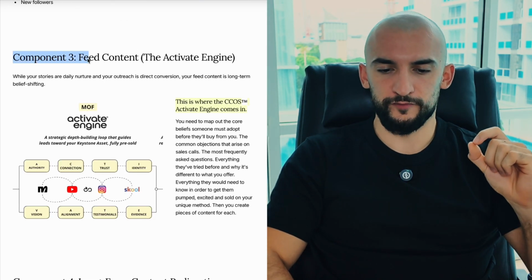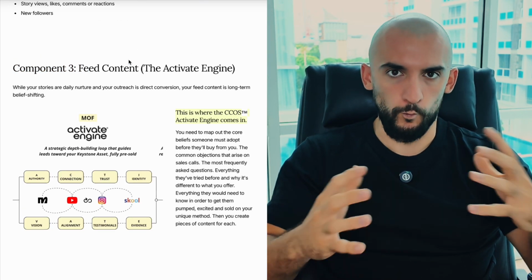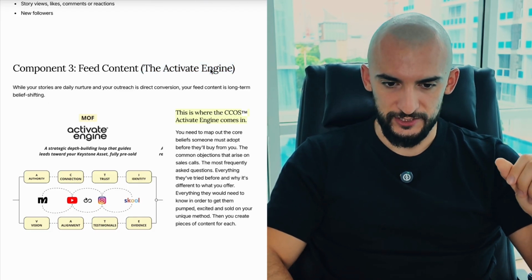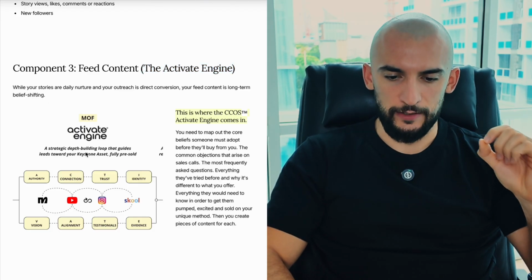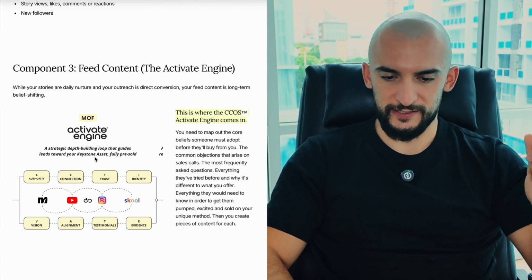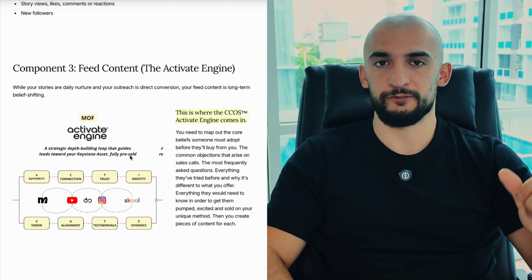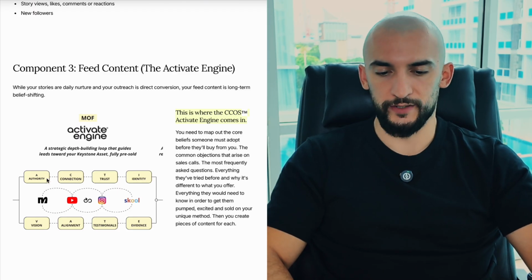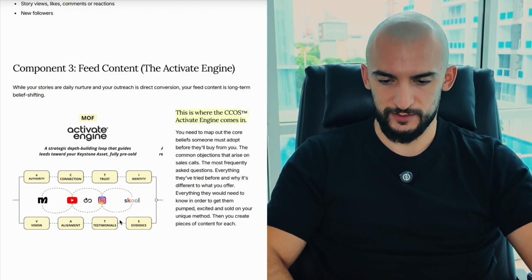Now, component number 3 is the feed content, like what you're actually posting on your feed, right? And I created a strategy called the Activate Engine. It's a strategic depth building loop that guides leads towards your keystone asset, fully pre-sold, by touching base on one of these 8 pillars: authority, connection, trust, identity, vision, alignment, testimonials, and evidence.